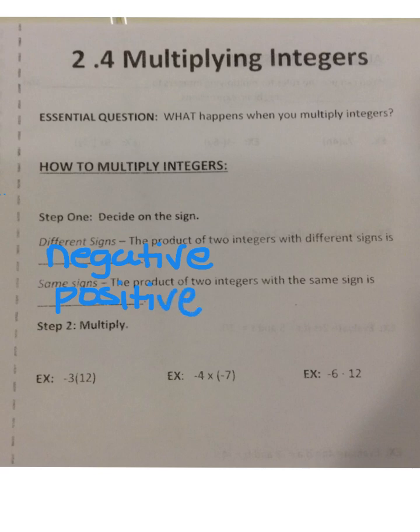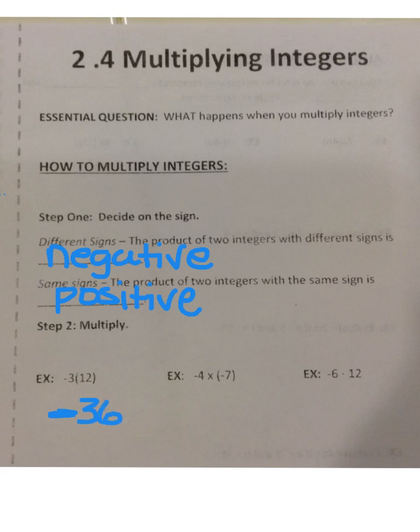Looking at example 1, step 1, decide on the sign. I see I have a negative 3 and a positive 12. The signs are different, which means my answer is going to be negative. And now I just multiply 3 times 12, which is 36.